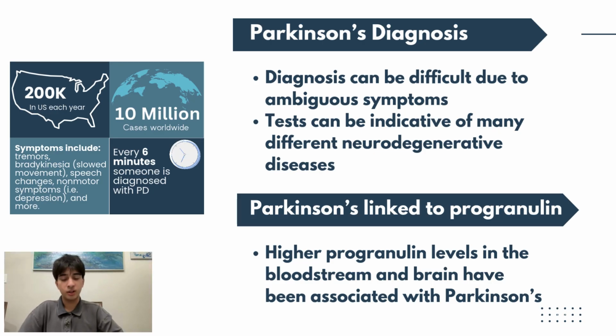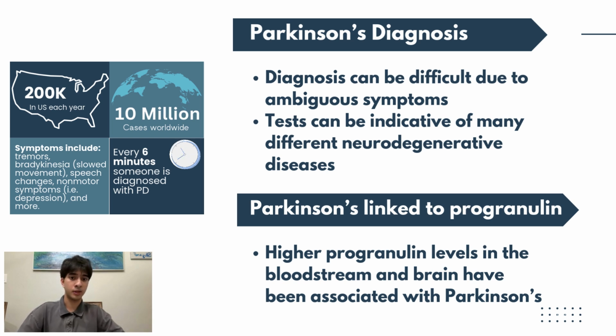So, diagnosis of Parkinson's disease can be difficult due to its ambiguous symptoms. This means that Parkinson's shares a lot of common symptoms with other neurodegenerative diseases, especially very early on. So, tests can be indicative of many different neurodegenerative diseases other than Parkinson's. But recently, Parkinson's has been linked to progranulin. Higher progranulin levels in the bloodstream and brain have been associated with Parkinson's.